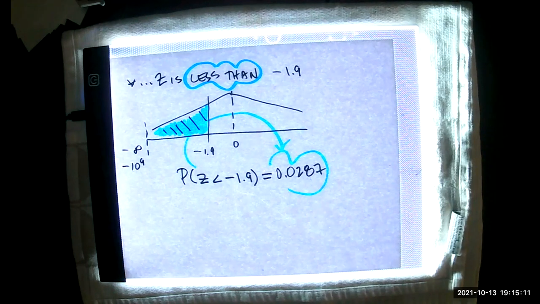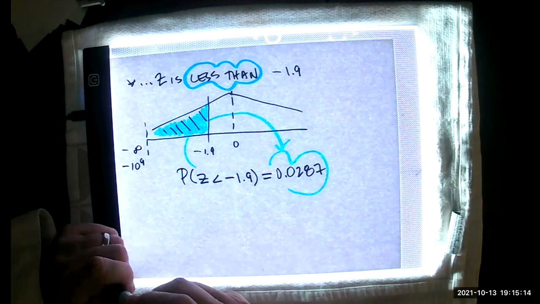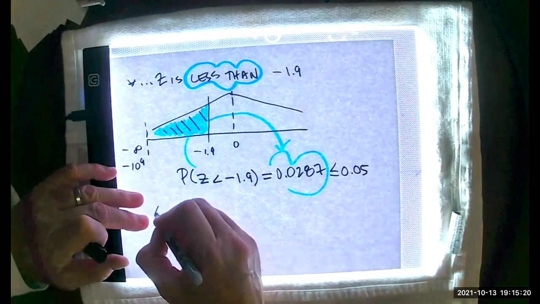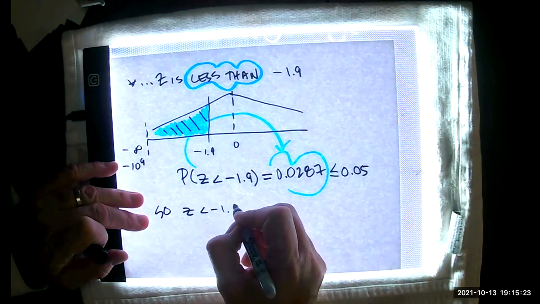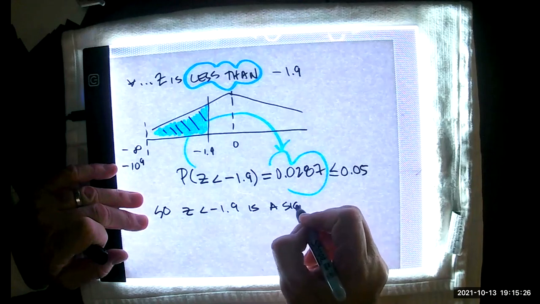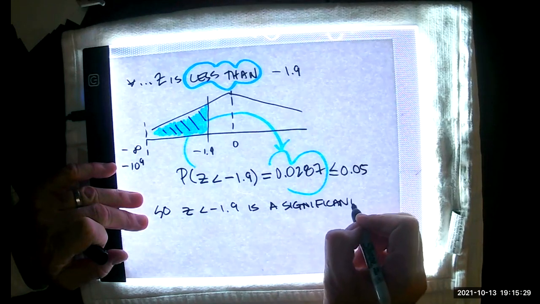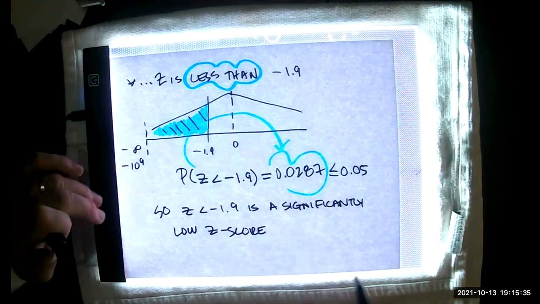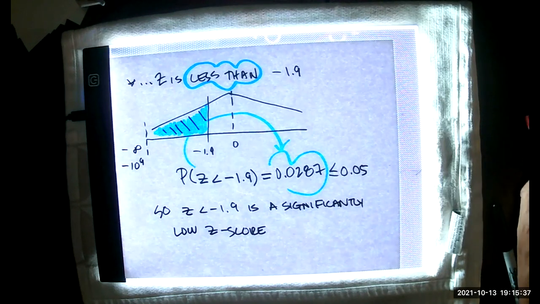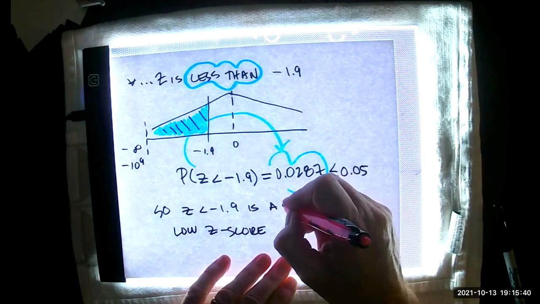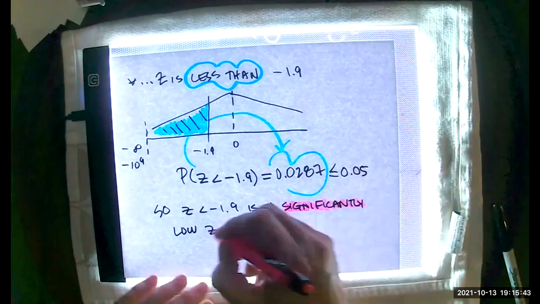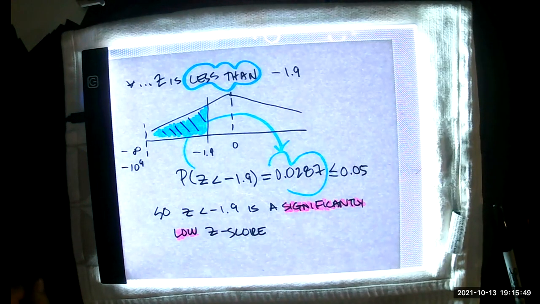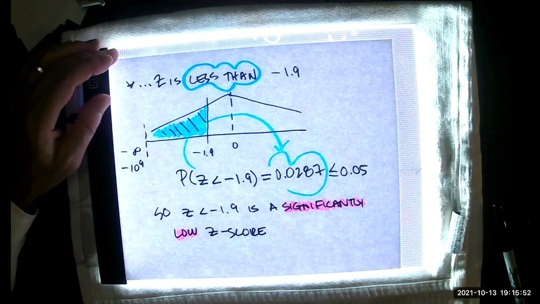Notice that's a very, very small area. I will also note that this is less than or equal to 0.05. So z less than negative 1.9 is a significantly low z-score. So a lot of the stuff that we've been working with still applies, and in some sense it becomes a little bit more solid and visual once you see that. So there we go.